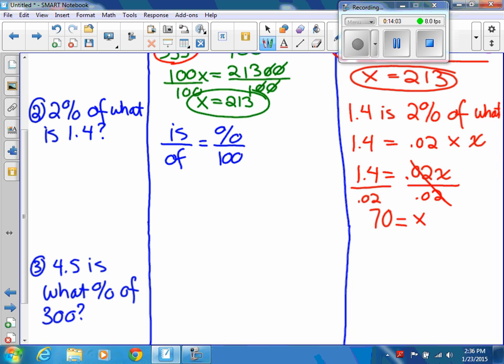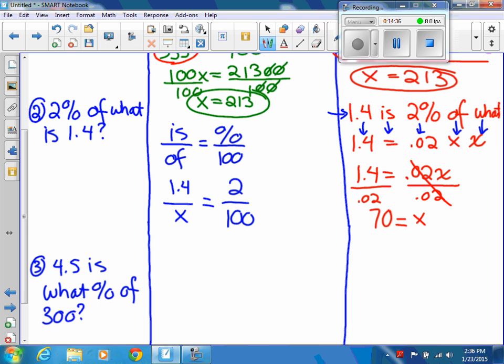Remember, ladies and gentlemen, always start with your formula. Whether your formula is making it into the sentence like this and then plugging in all of your knowns, or start with the formula, which is is over of for the percent proportion. So I need to, again, fill it in. We know 100's going here. My percent, we know, is 2. Of what? My of is my x, and is 1.4, so 1.4 is going there.